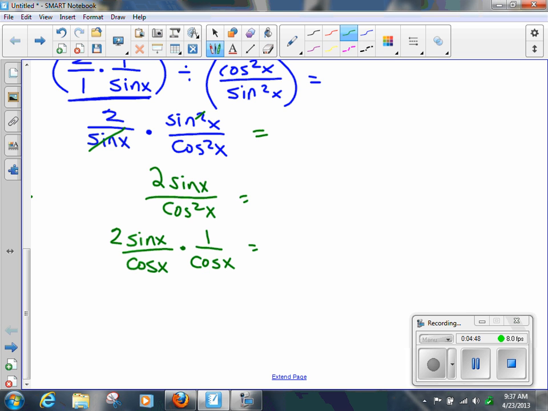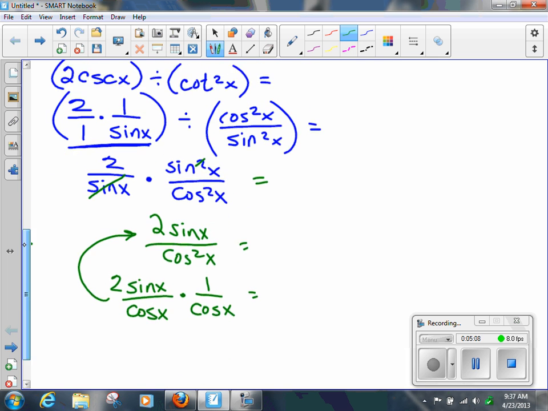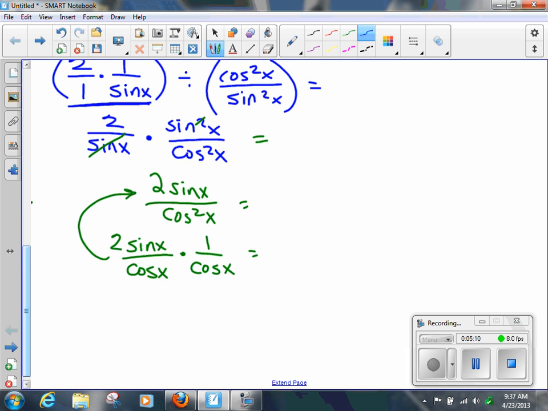Would you think to split it up that way? And if you didn't, will you now? Is that legal? Yeah, and if you didn't know, then multiply it back out. And does it give you that? And it does. Now, why did I do that? Where am I trying to go? I'm trying to get 2 tangent x over cosine x.